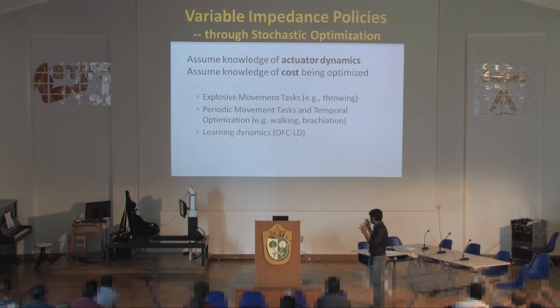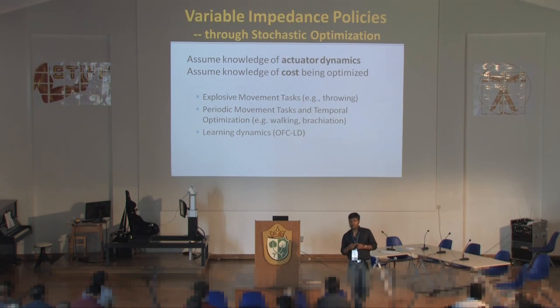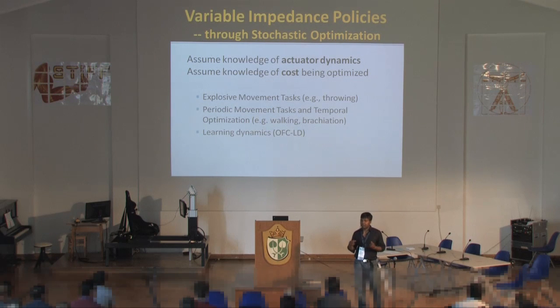Sort of look at what we went through. So if we have a good knowledge of the actuator dynamics, and if we have a good knowledge of the kind of things that are good and bad for our system, in other words, you can define what is the right cost for our plant, then some of the methods that we talked about here are useful.